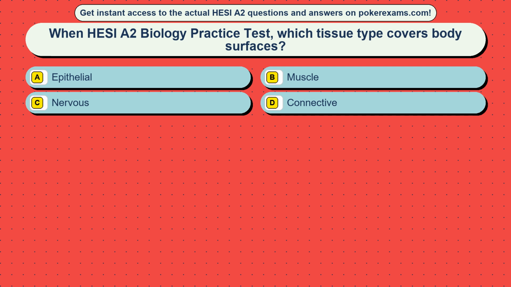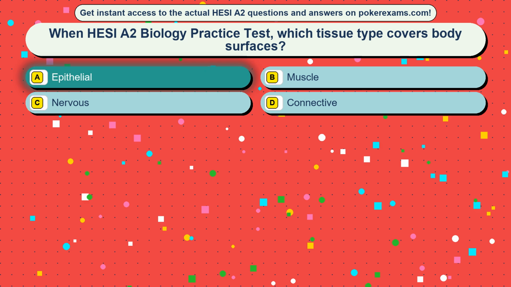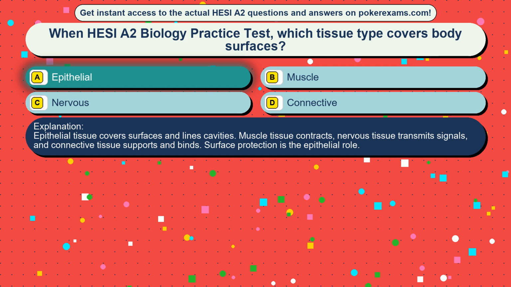Question 9. When HESI A2 Biology Practice Test, which tissue type covers body surfaces? Option A, epithelial. Option B, muscle. Option C, nervous. Option D, connective. The correct answer is option A, epithelial. Epithelial tissue covers surfaces and lines cavities. Muscle tissue contracts, nervous tissue transmits signals, and connective tissue supports and binds. Surface protection is the epithelial role.